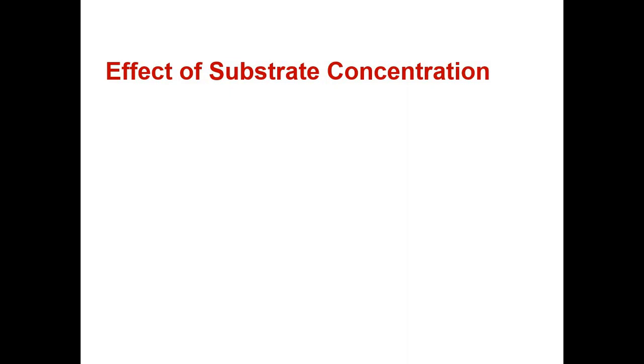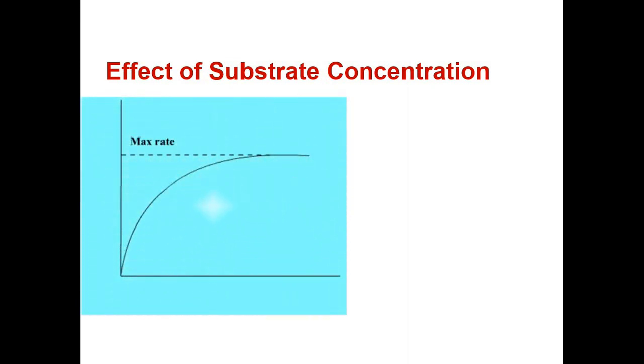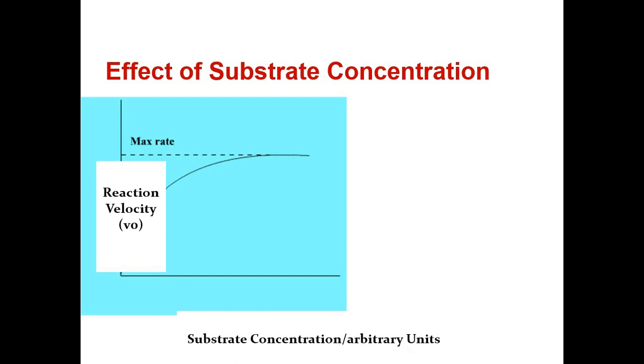Next is the effect of substrate concentration. So this is the reaction velocity and this is the substrate concentration. If you have higher substrate concentration, as you can see from here, as the substrate concentration increases, then it could attain the maximum rate. Okay?